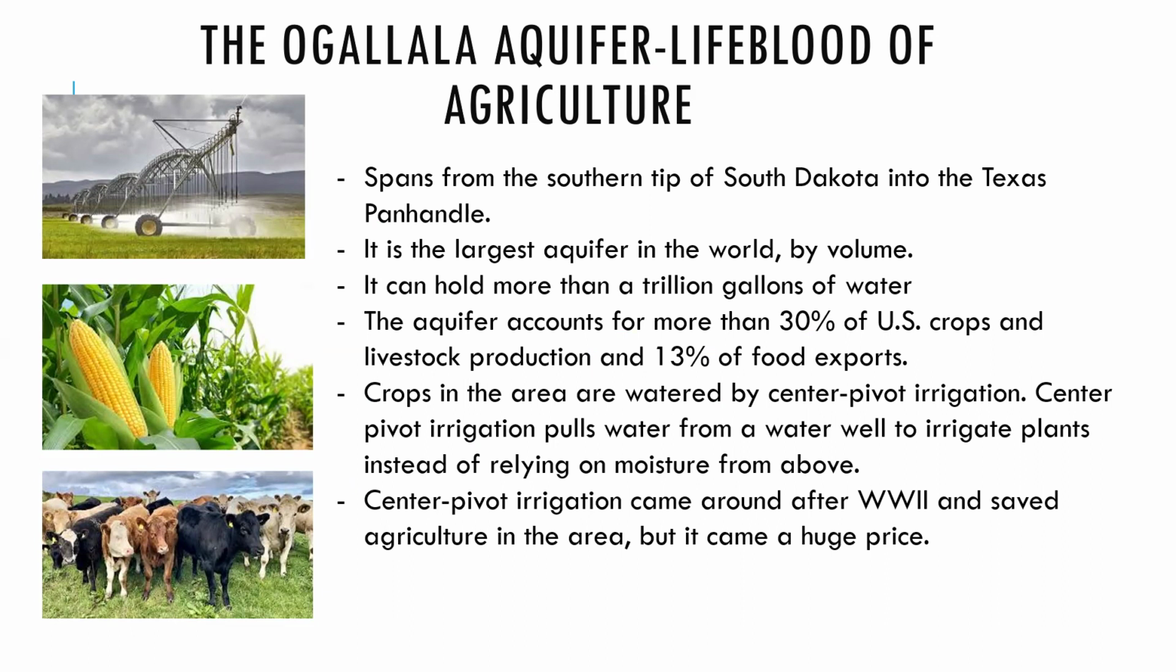Crops in the area are watered by center pivot irrigation systems. And center pivot irrigation systems, for those that don't know, pull water up from a water well instead of relying on moisture from above. And center pivot irrigation came about after World War II, of course, after the Dust Bowl. So it saved agriculture in the area. However, unfortunately, it came at a huge price.